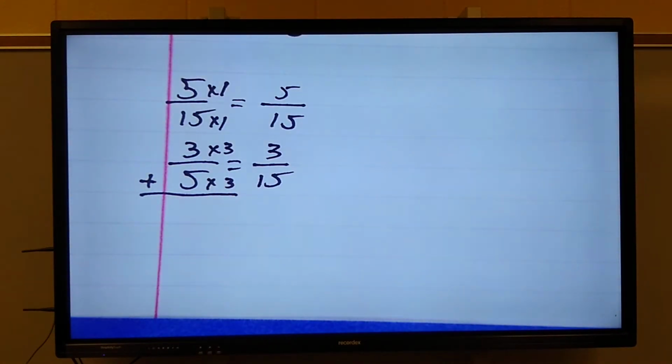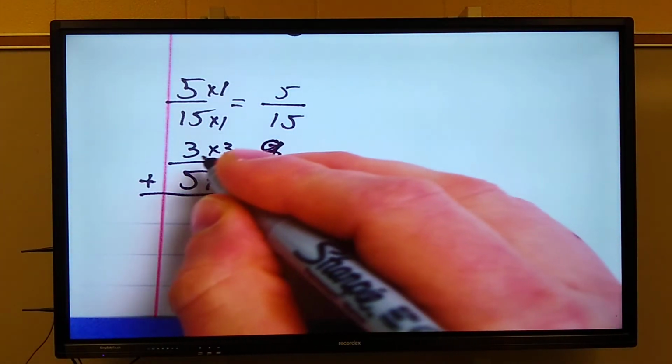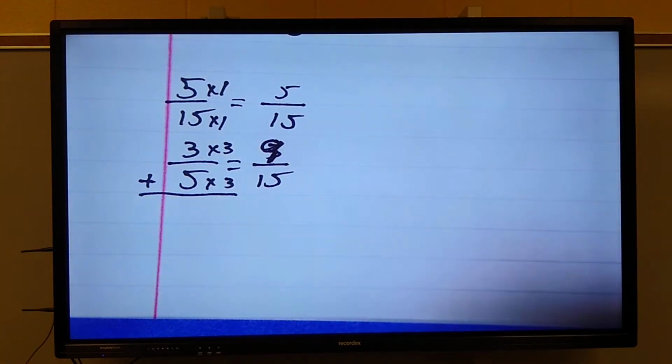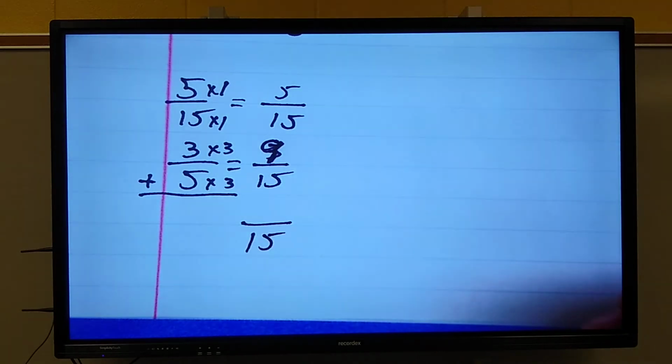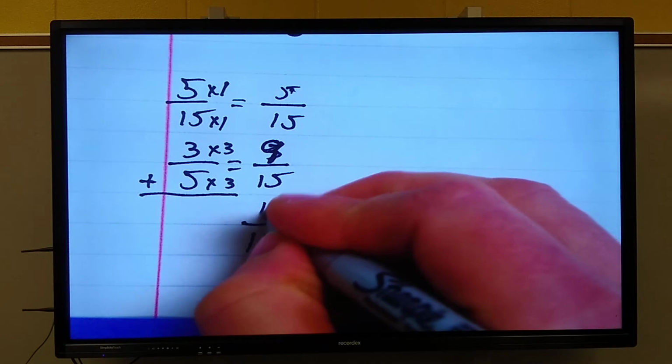This is an addition problem. So I messed up right there. Sorry. 3 times 3 is 9. Excuse me. I heard you yelling at the screen. All right. This is an addition problem. The denominator stays the same. 5 plus 9 equals 14.